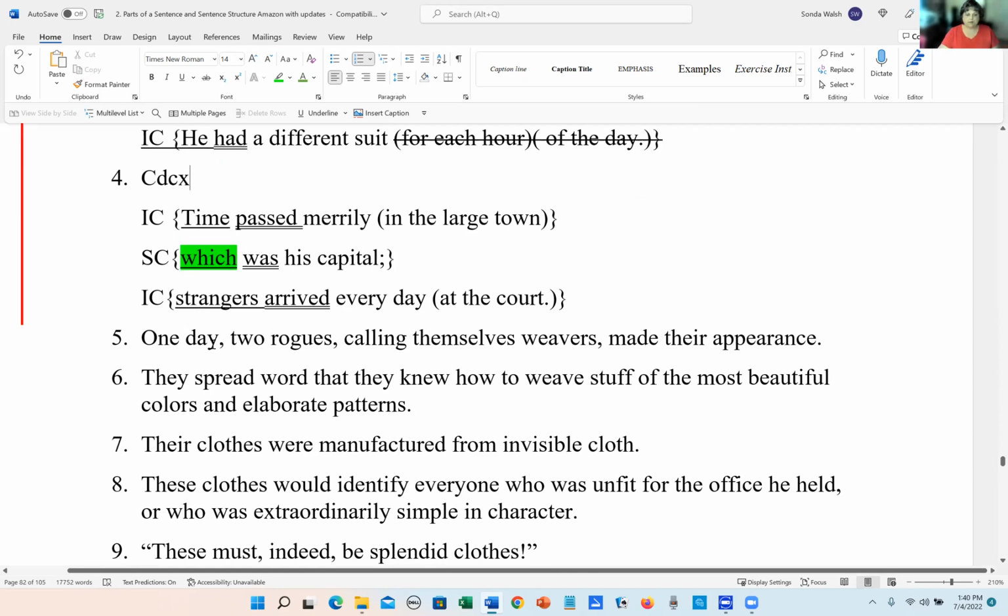Okay. Number 5, one day, two rogues calling themselves weavers made their appearance. So rogues is our subject. And made is our verb.